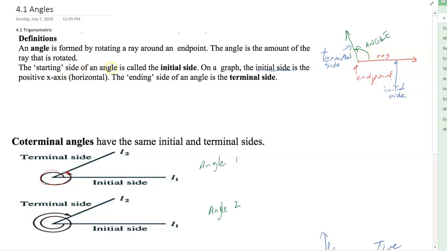The starting side of an angle is called the initial side. So wherever we start, that's the initial side. The ending side is called the terminal side, just as in the diagram. On a graph, the initial side of our angle lies on the positive x-axis, so it's always horizontal, and that is the standard position.